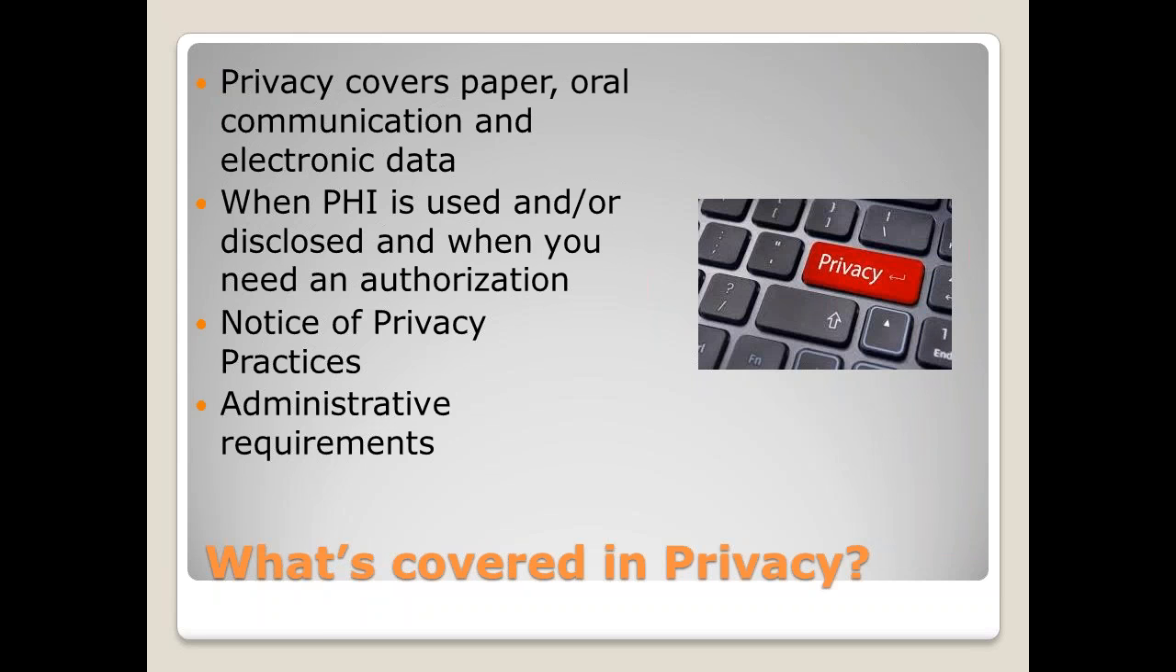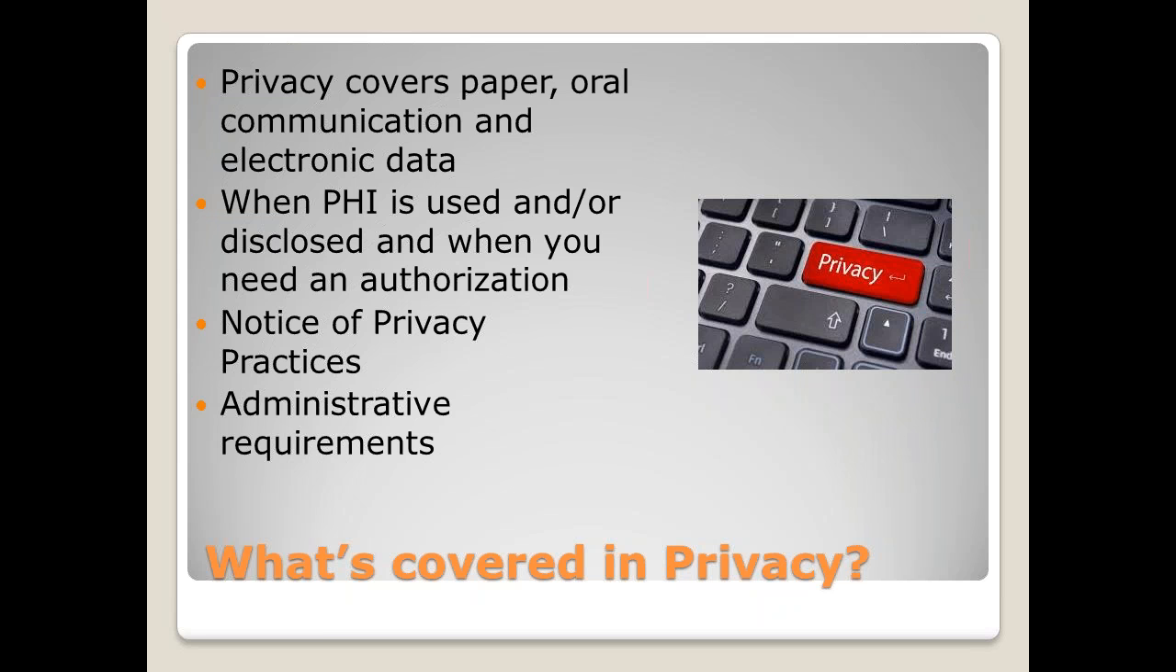Okay, what's covered in privacy? As we mentioned before, it covers paper, your oral communication, and any electronic data that you're entering in your electronic health record, in an Access database, Excel file. You might have an Excel spreadsheet on your laptop that you keep of all your clients when you see them, special notes about them, that kind of thing. That's all considered PHI.